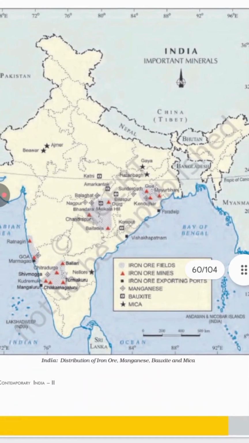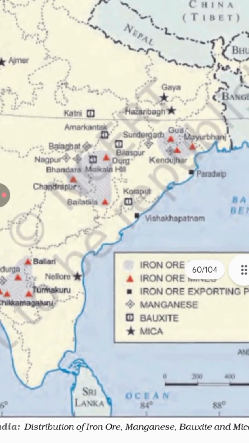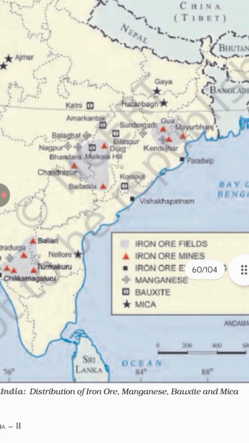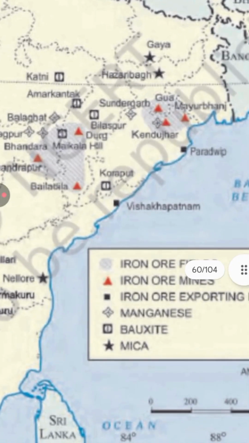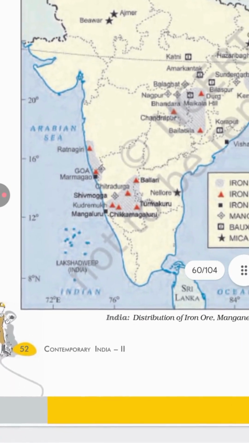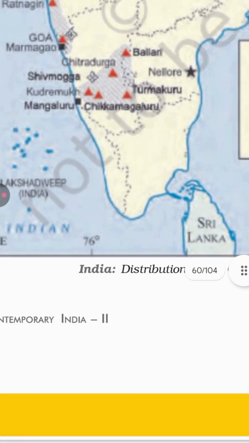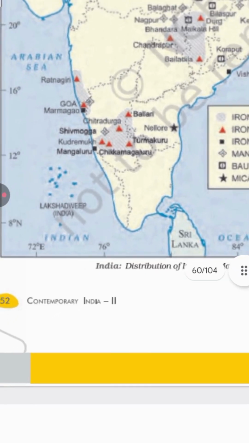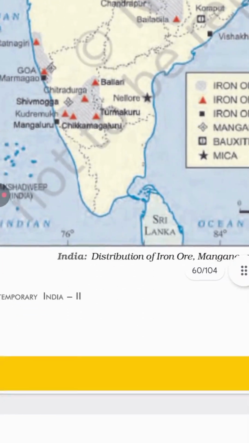Now see, here in this map, try to remember where exactly iron ore is found. The red triangle marks iron ore mines. Okay, Mayurbhanj, then Goa, Sundargarh. Meaning, utilize the names which you can remember. Now see, in the exam, if they ask you to name 5 places where iron ore is found, there are more than 5 places. Remember those places which you can remember in the exam.